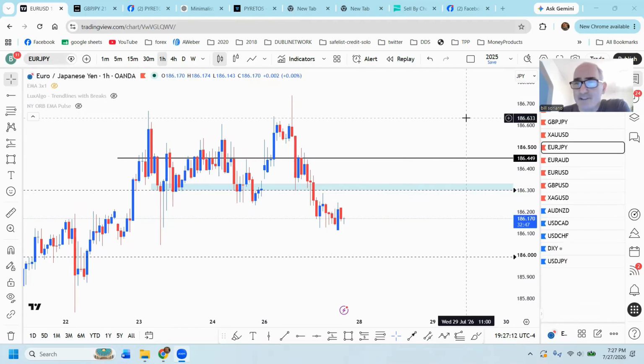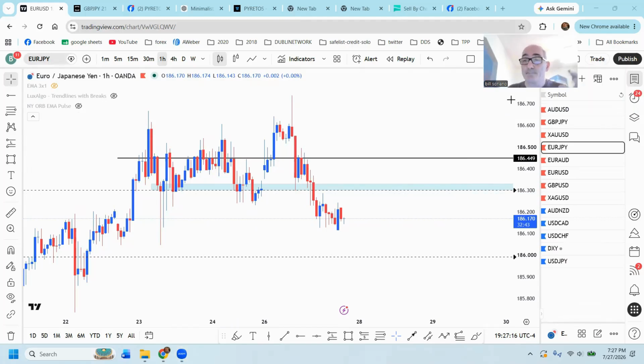Okay, so first of all, let me show you some trades. There were 6 potential trades that went off today during the New York session. There were 6 of them. I actually took 4 of those trades.